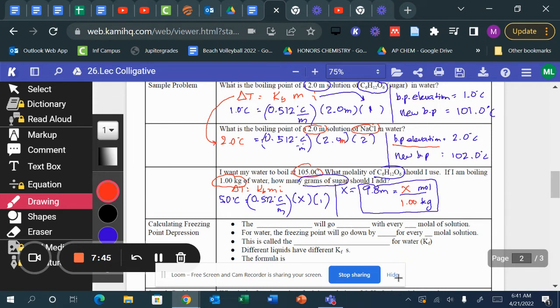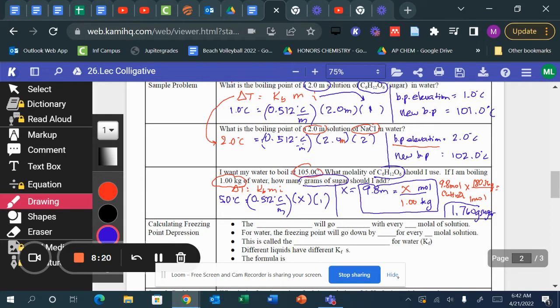I'm going to get 9.8 moles of C6H12O6. I'm going to change that to grams. 1 mole is, after adding the 6 carbons, 12 H's and 6 O's, I got 180.16 grams, equals 1,760 grams of sugar.